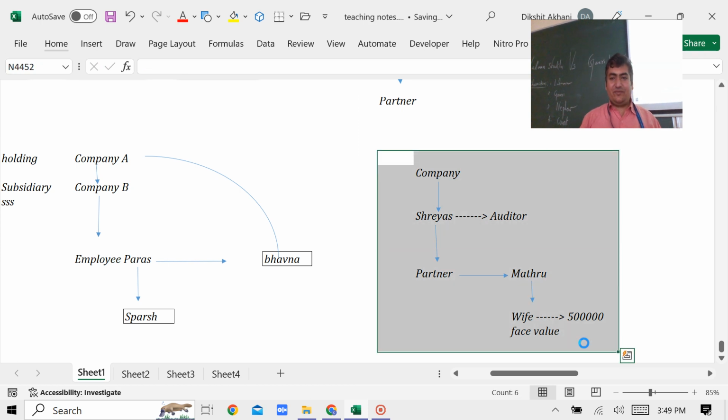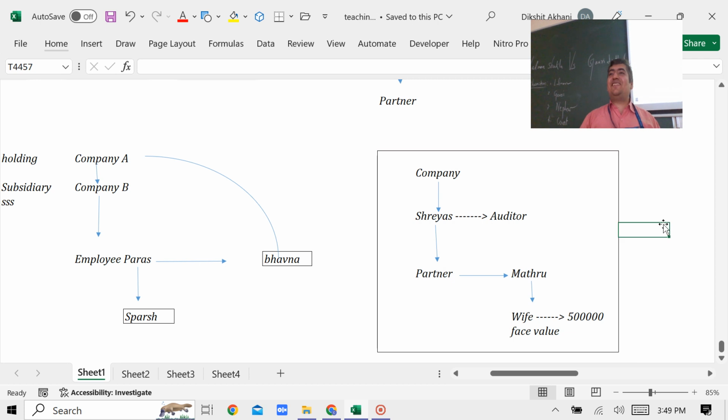CA is interesting, you know. Yes, no. Can Shreyas continue as the auditor of the company? Yes. Don't know. No. Yes. No, yes, stuck somewhere in between. Okay.